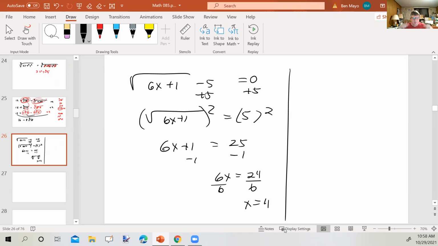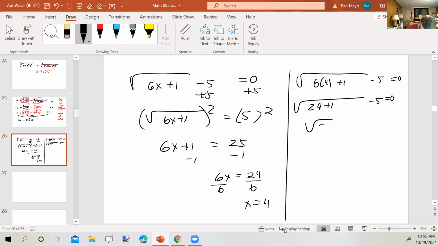Whenever you solve an equation by squaring or cubing or raising both sides to the 4th power, whatever, check your answers to make sure they work. So this is the square root of 6 times 4 plus 1 minus 5 equals 0. 24 plus 1 minus 5 equals 0. The square root of 25 is 5, so I get 5 minus 5 equals 0. So it checks, okay? If you get an answer that doesn't work, then it's known as being an extraneous solution, okay? And again, check the instructions in WebAssign as to how they want you to deal with that.